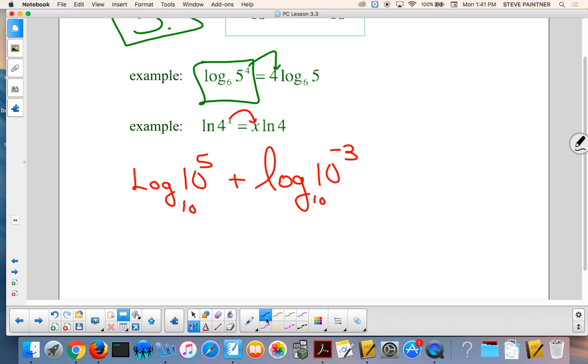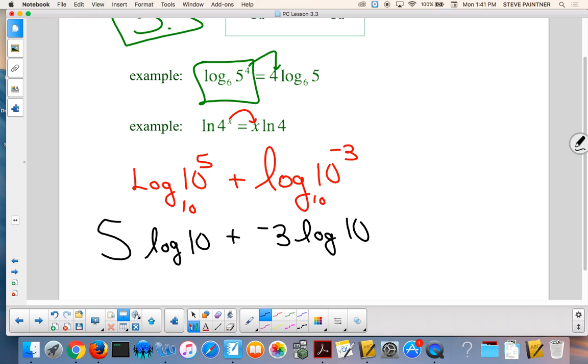Using the property, where'd you put the 5? In front. I hope you did this. Yep, 5 times log of 10 plus negative 3 log of what? 10. Okay. Well, I did put base 10. I shouldn't have. If I didn't put that 10 there, would you have known it's 10? Yeah, because anything without a base is base 10, unless it's ln, then it's base e. Okay. So what's the answer to this?